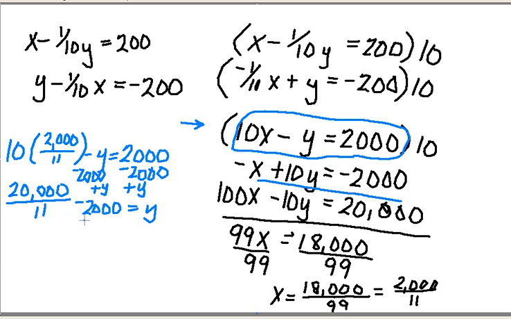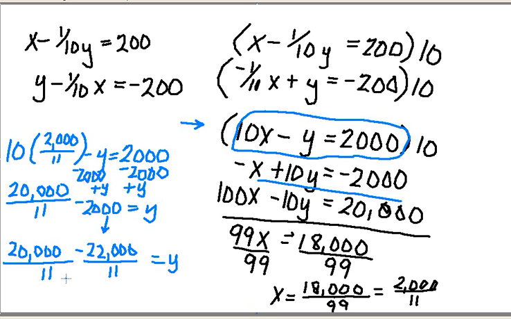Alright, now I have to find the least common multiple. And now negative 2,000, if I get it in terms of something over 11, is going to become, this is still 20,000 over 11. This is going to become a minus 22,000 over 11. Okay, and that's what y is equal to.